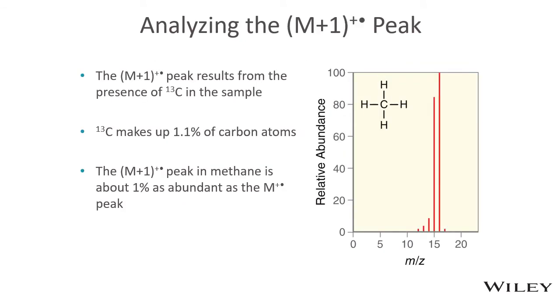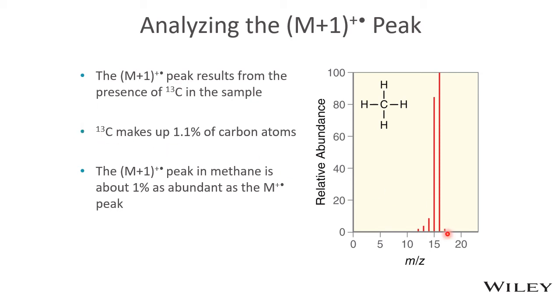The next thing we can analyze on a mass spectrum is the M+1 peak. The M+1 peak results from the presence of carbon-13 in a sample of the molecule. Now, carbon-13 is an isotope of carbon, and it only makes up 1.1% of carbon atoms. The other approximately 99% of carbon atoms are the isotope of carbon-12.